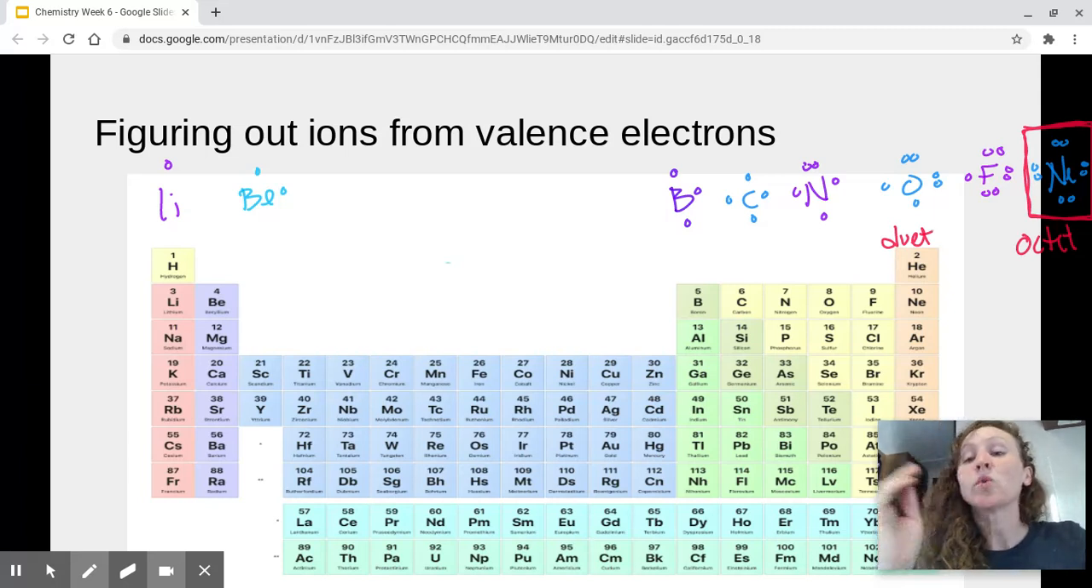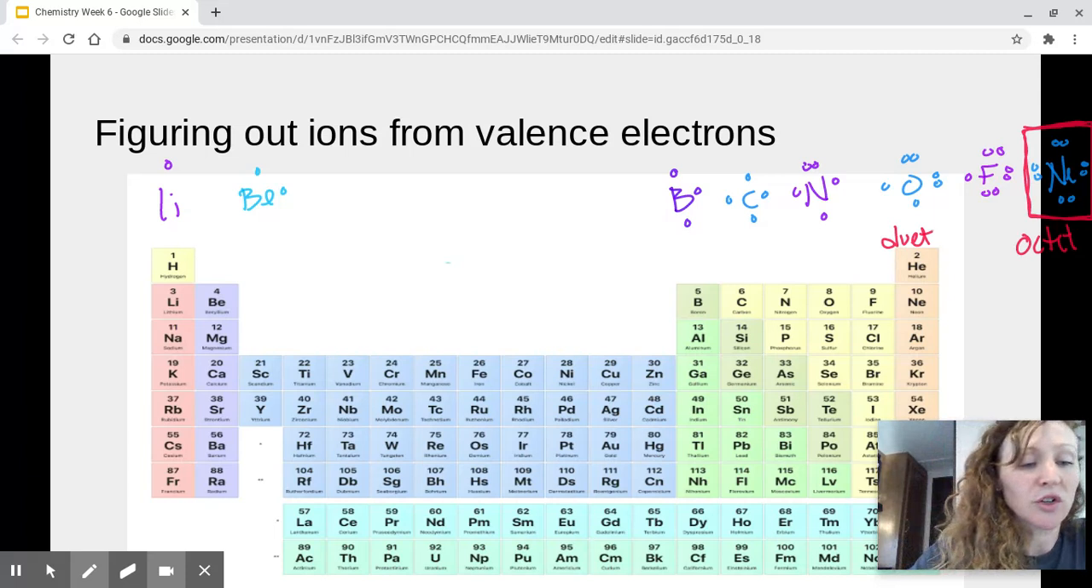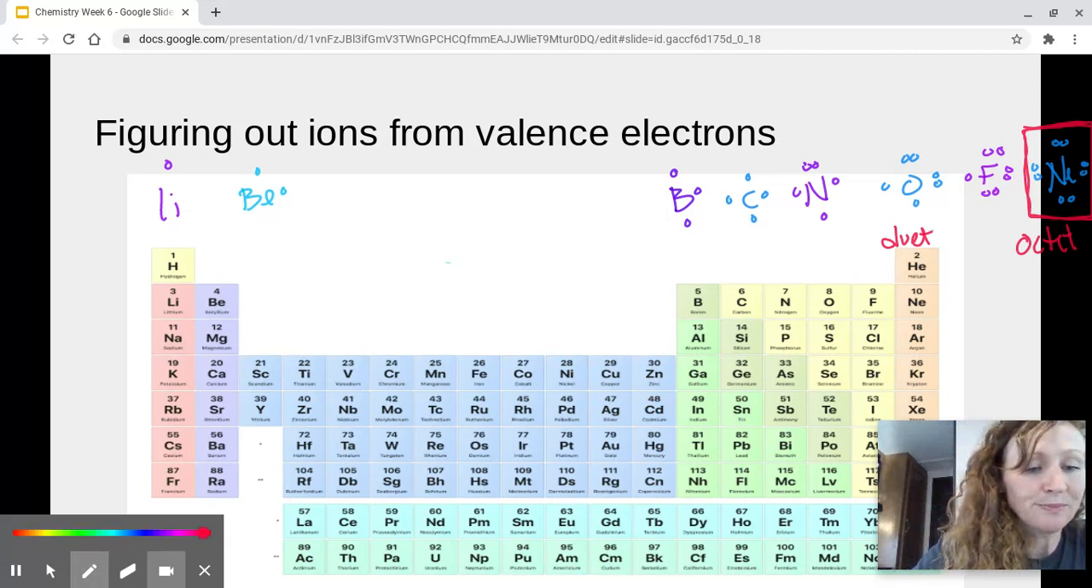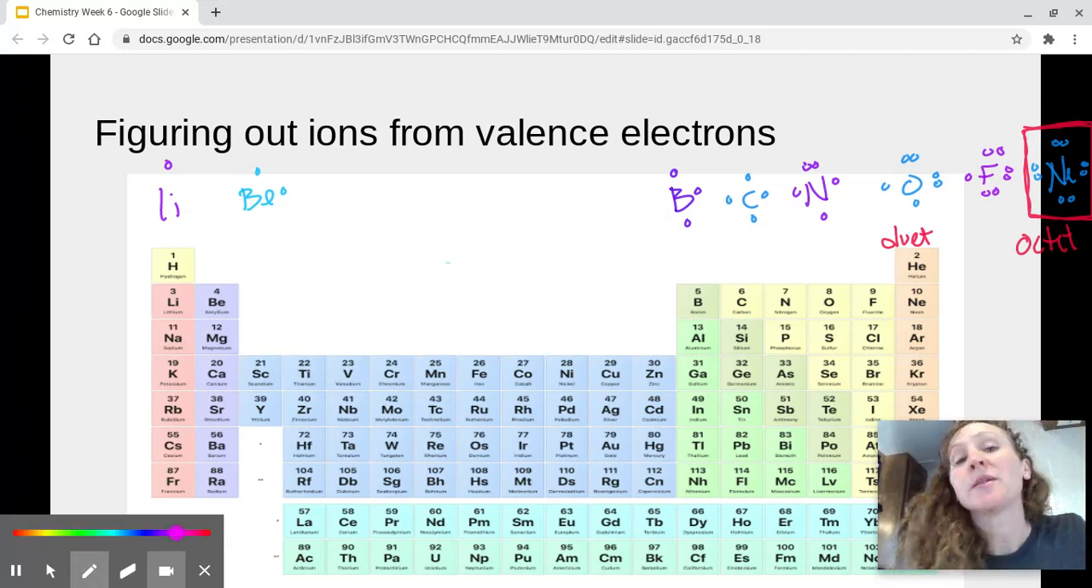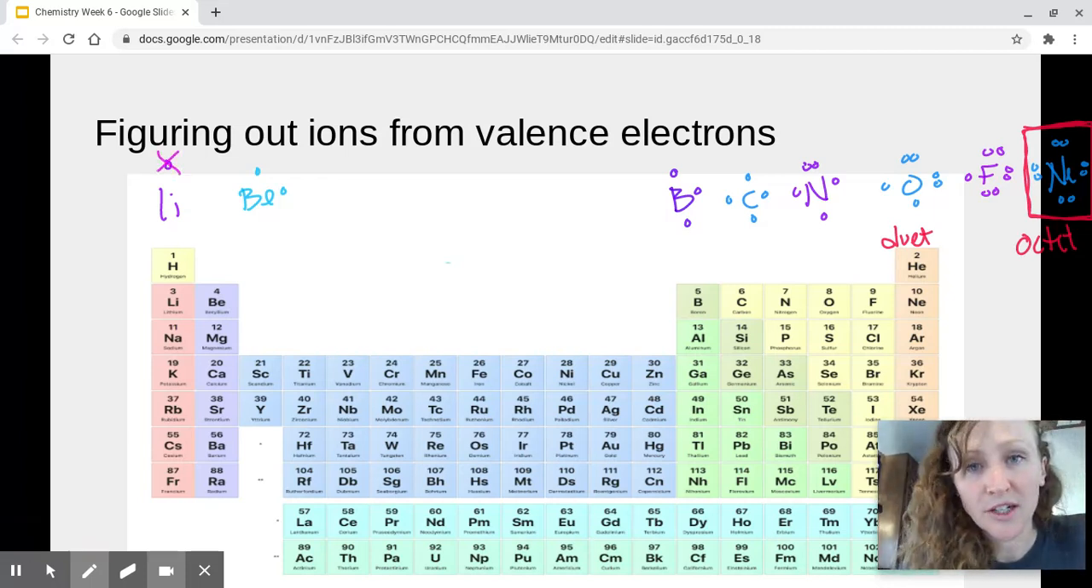Okay, now which way are they going to go? Well, that depends on what they're closer to. So if it takes fewer electrons to fill than to empty, then they're going to fill, and vice versa. So let's look across this periodic table. All right, so lithium has 1 valence electron. Is lithium more likely to gain 7 to get to 8 or lose 1? It's closer to losing 1, so lithium's going to lose that 1 electron.